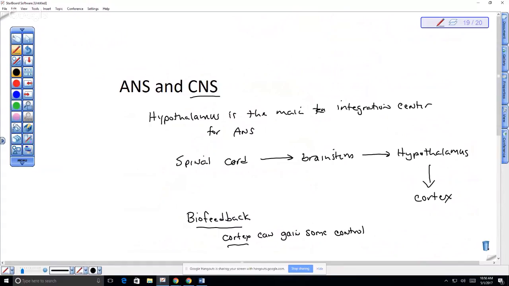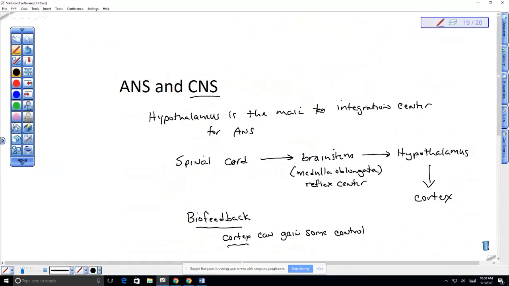Now remember that the brainstem contains the medulla oblongata. So I wanted to talk about that. So this is the medulla oblongata. And this is the autonomic reflex center, right? So this is our reflex center.